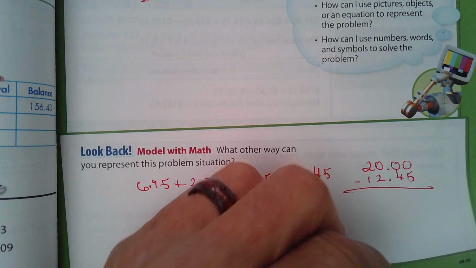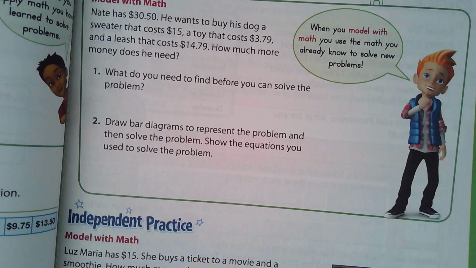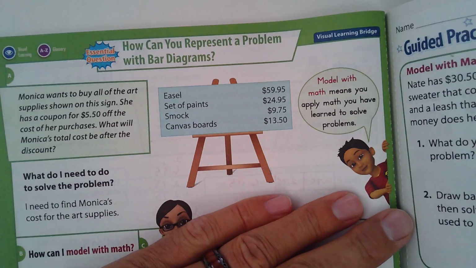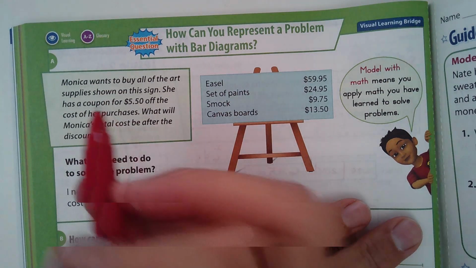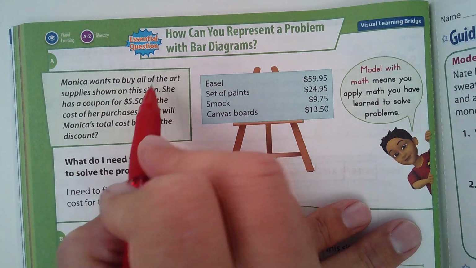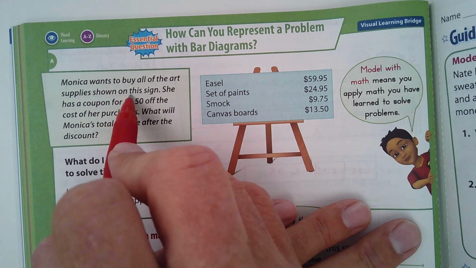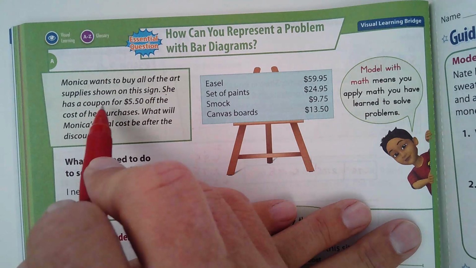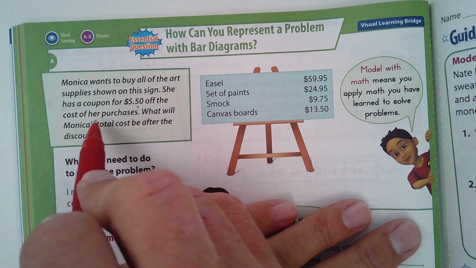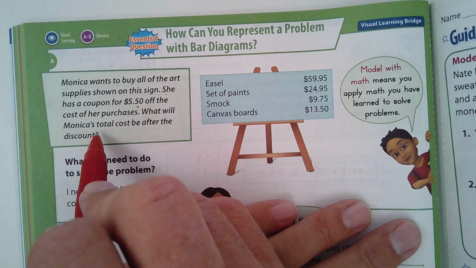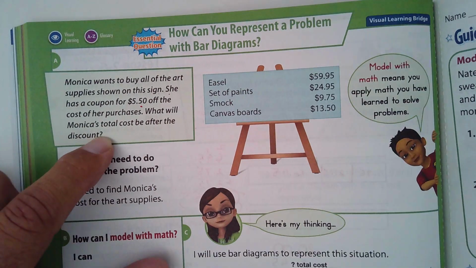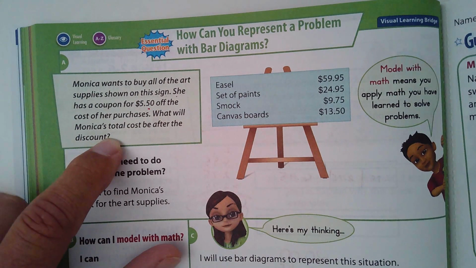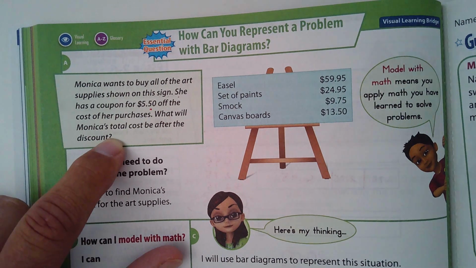Next page. So it says here, how can you represent a problem with bar diagrams? Well, you guys know how to do this already, but let's see what it says here. Monica wants to buy all of the art supplies shown on this sign. She has a coupon for $5.50 off the cost of her purchases. What will Monica's total cost be after the discount? Now, you guys are going to be getting a lot of word problems as we go on here, and you have to read them carefully.